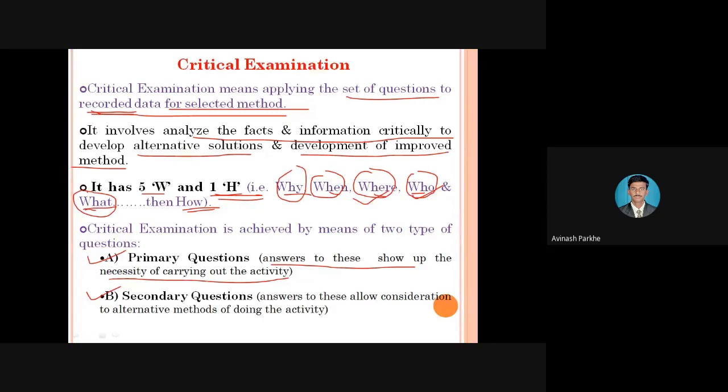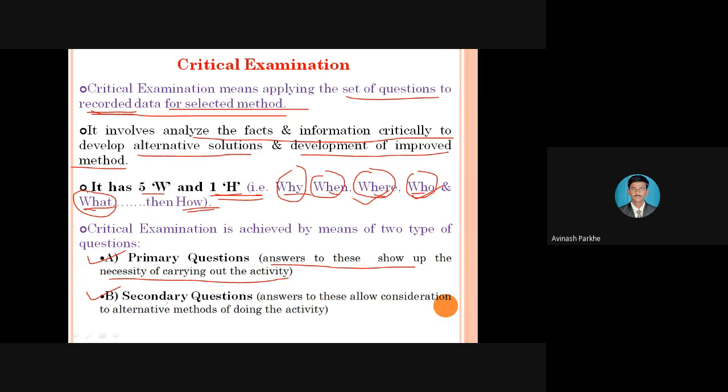But in case of secondary questions, if I have to go for the alternative methods, that means already we are doing the modification, but through this particular modification, that method will not be accepted. So whatever modifications we are doing, after the modification also, that method will not be implemented. Then I have to go for the alternative solution. So such types of questions about alternative solutions will be asked in the secondary questions.